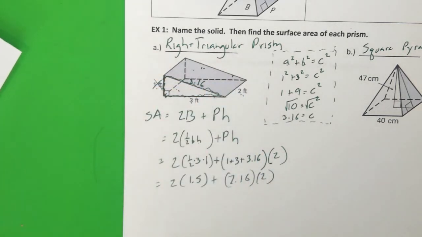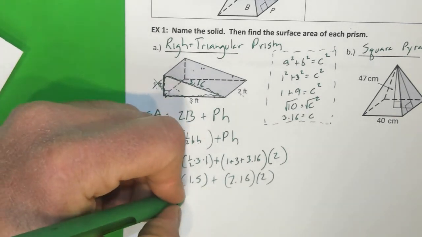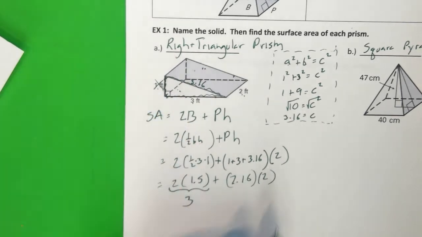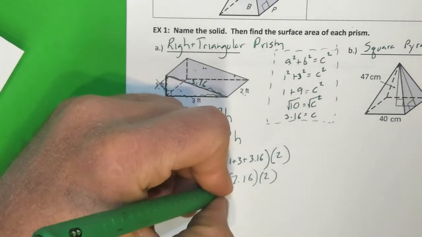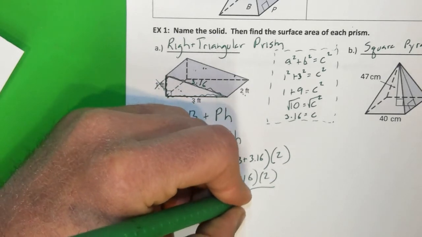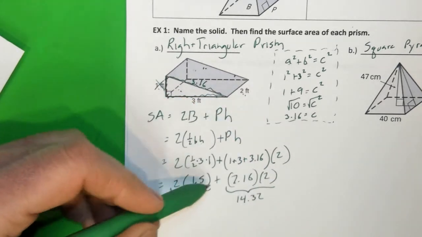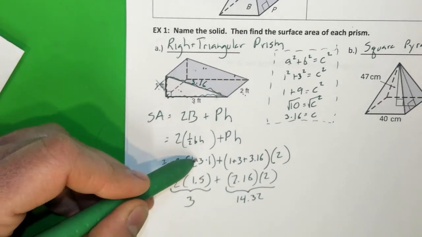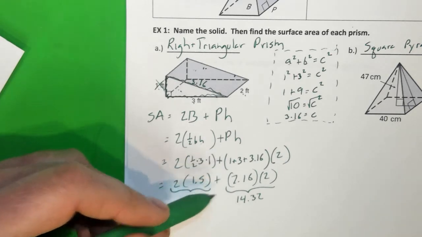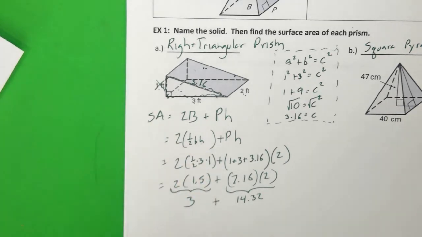Next, make sure you're moving on to multiplication. So now we are multiplying 2 times 1.5, which is going to give us 3. And we are multiplying 7.16 times 2, and that is going to give us 14.32. And even though this addition sign was third in line right here, it is going to be the very last thing that we do because of the order of operations.